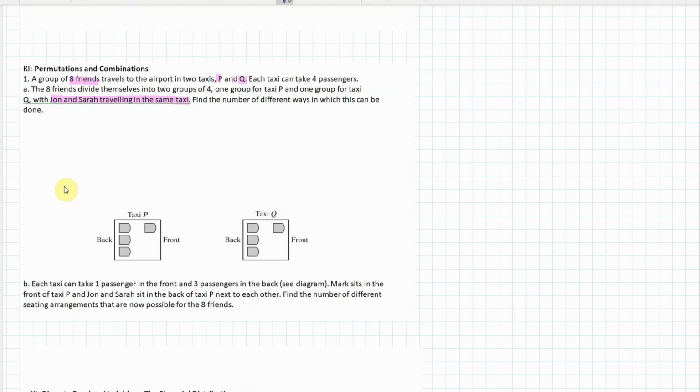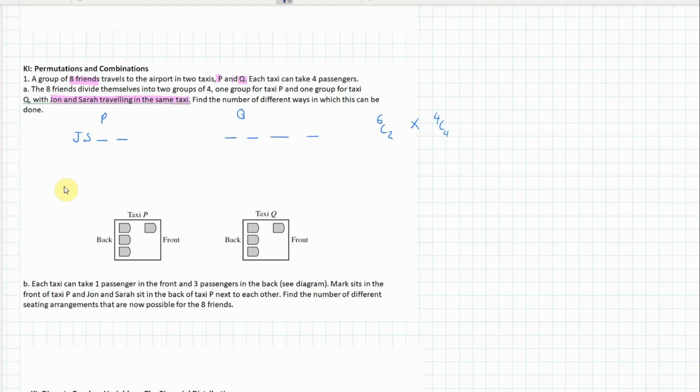Okay, so we could think of it this way. We could talk about taxi P, and we've got John and Sarah, and then there's 2 more, and then we've got taxi Q. So this is one way of doing it, 4 seats. So we go in taxi P, we've got 6 other people apart from John and Sarah. We can choose 2 of them for taxi P, and then we just go 4 choose 4, the leftovers are going to be in taxi Q. So it's just saying how many different ways it can be done. We're not talking about arrangements within the taxi at this point.